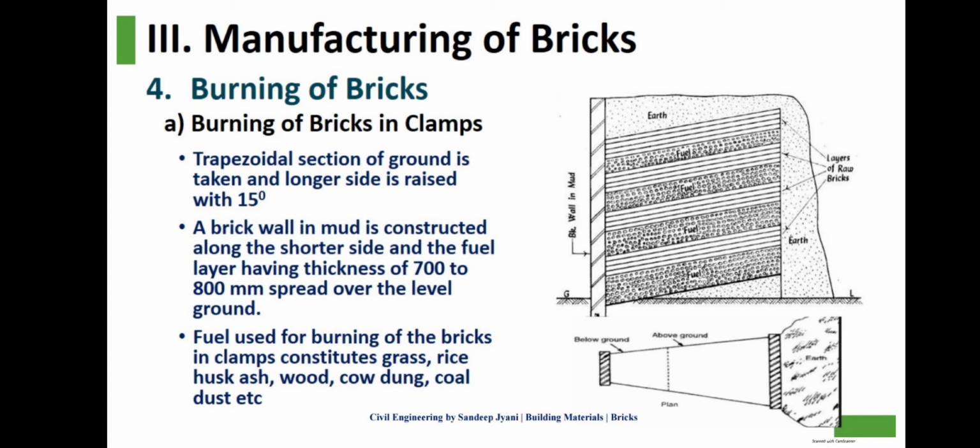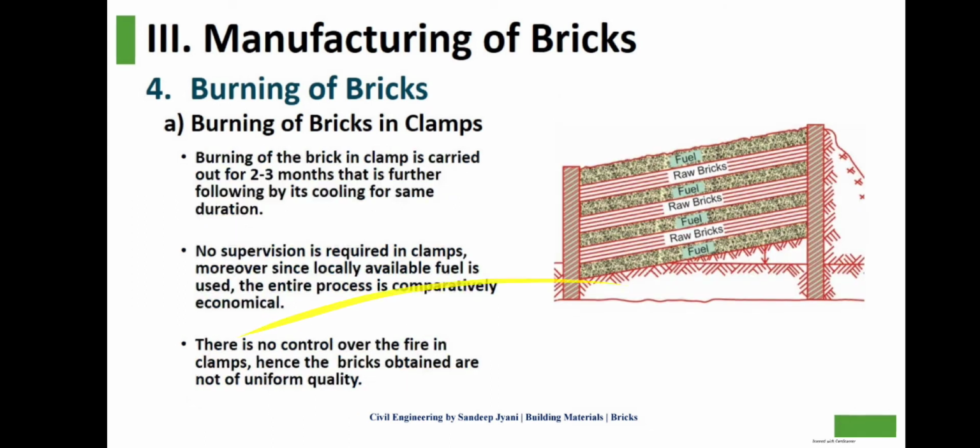Burning of bricks. A. Burning of bricks in clamps. A trapezoidal section of ground is taken and the longer side is raised with a 50 degree slope. A brick wall in mud is constructed along the shorter side, and a fuel layer having a thickness of 700 to 800 mm is spread over the level ground. Fuel used for burning of the bricks in clamps constitutes grass, husk, ash, wood, cow dung, coal dust, etc.